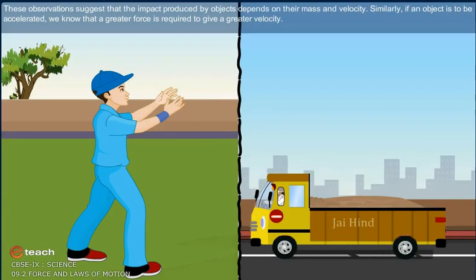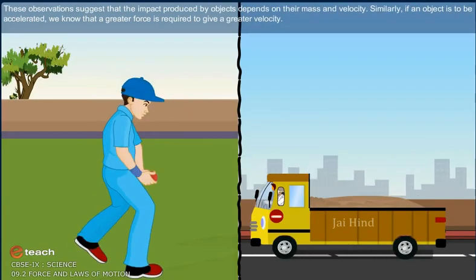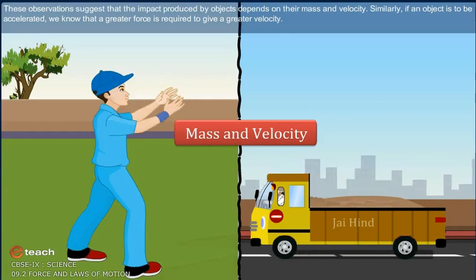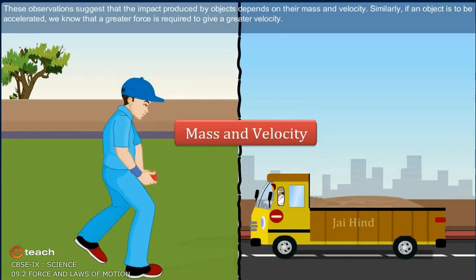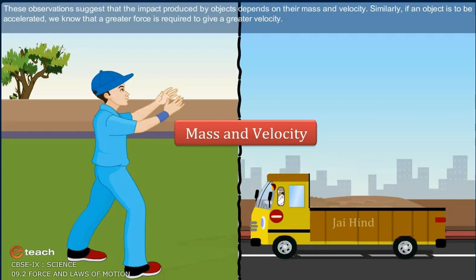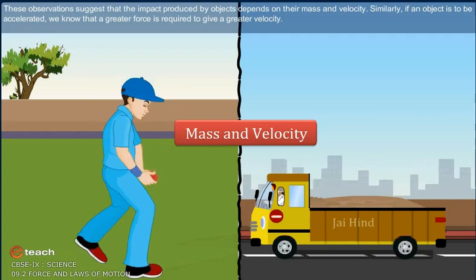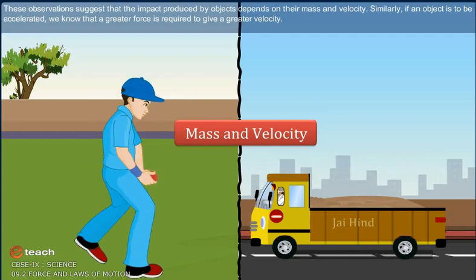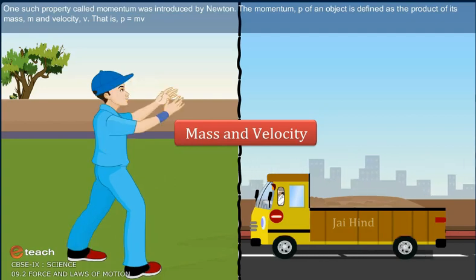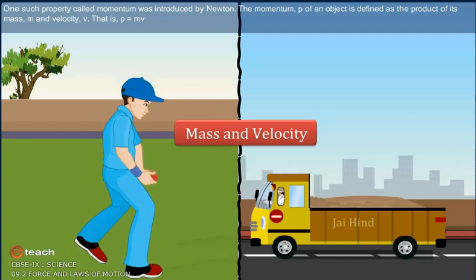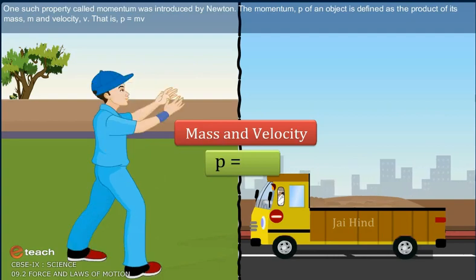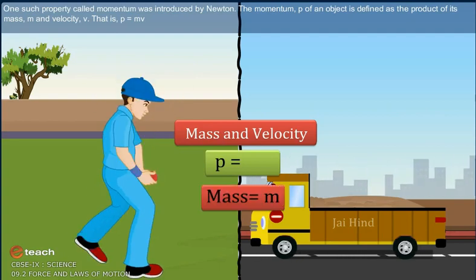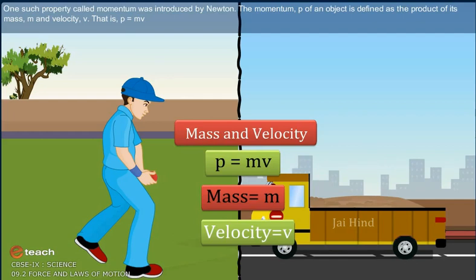These observations suggest that the impact produced by the objects depends on their mass and velocity. Similarly, if an object is to be accelerated, we know that a greater force is required to give a greater velocity. One such property, called momentum, was introduced by Newton. The momentum, p, of an object is defined as the product of its mass, m, and velocity, v. That is, p = mv.